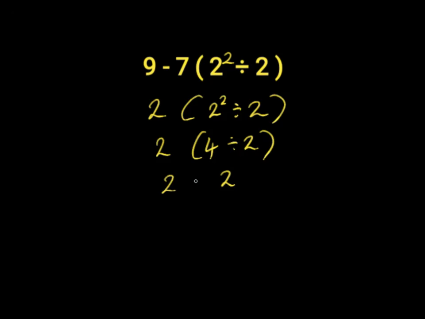Then we have 2 times 2. 2 times 2 will give us 4. 4 is the wrong answer to this question because we did not work with the order of operations.